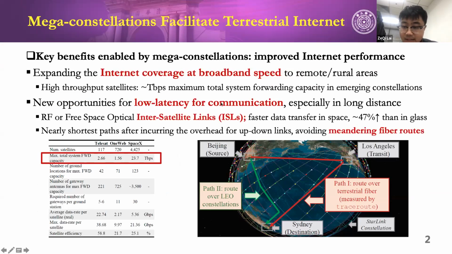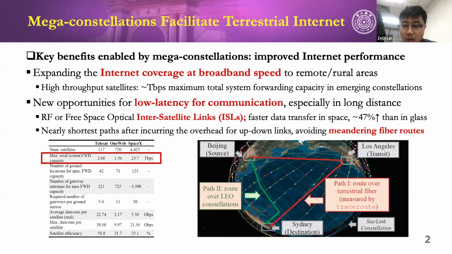First, satellite networks are expanding the internet coverage at broadband speed to remote and rural areas. The total system forwarding throughput is very high, and this table summarizes the maximal total system forwarding capacity of some mega-constellations in plan. Second, constellations with thousands of satellites working in LEO enable new opportunities for constructing a network in space to provide low latency communication.